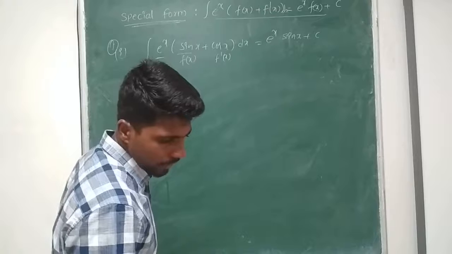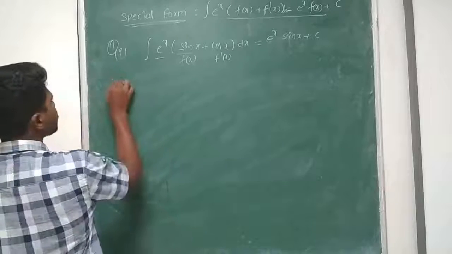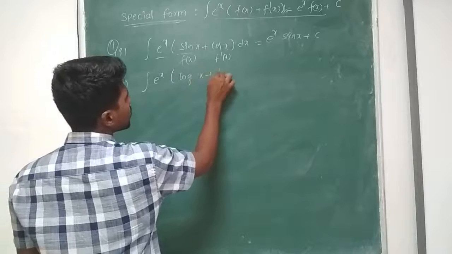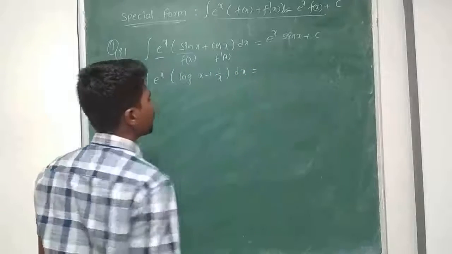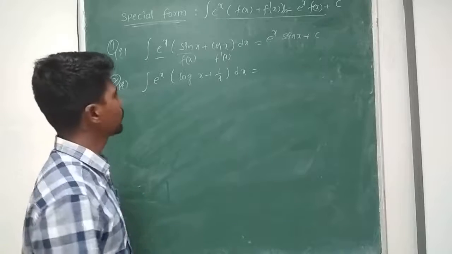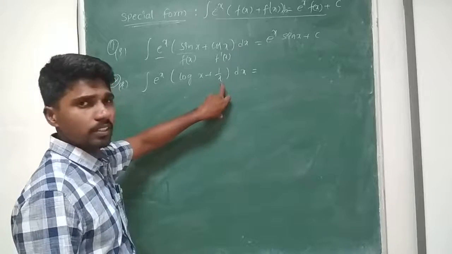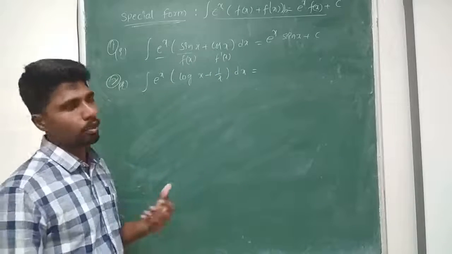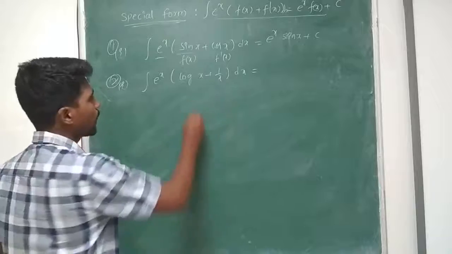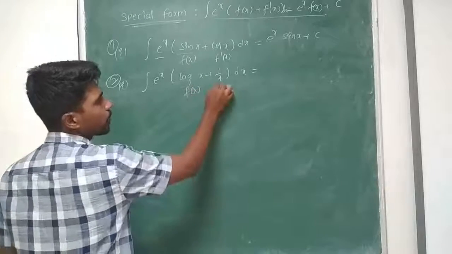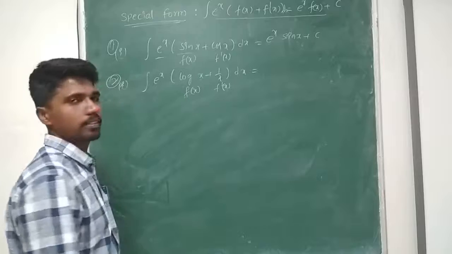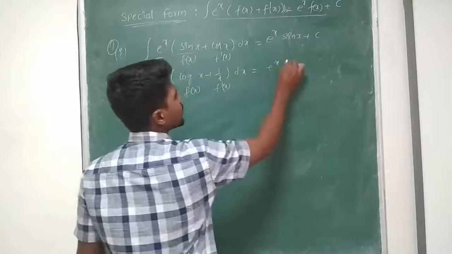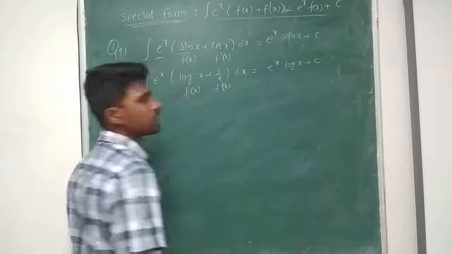Next, integral e^x (log x + 1/x) dx. Here what will be my f(x)? Can I take 1/x as f(x)? If I take 1/x as f(x), its derivative is -1/x^2, so I cannot take f(x) as 1/x. But I can take log x as f(x). Its derivative is 1/x. So f(x) is log x, f'(x) is 1/x. My answer is e^x log x plus a constant c.